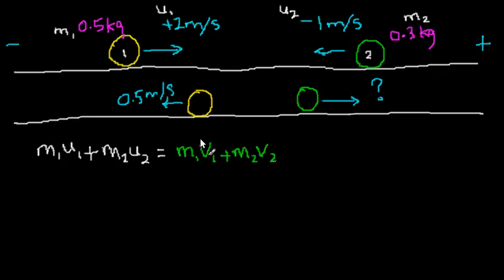Now let's think about v1, v2. That is ball number 1 bouncing off, and that will be v2. That is what we need to find. v2 is what we want. So it is really just a matter of substituting these numbers in and then solving for it. But be careful about the directions.